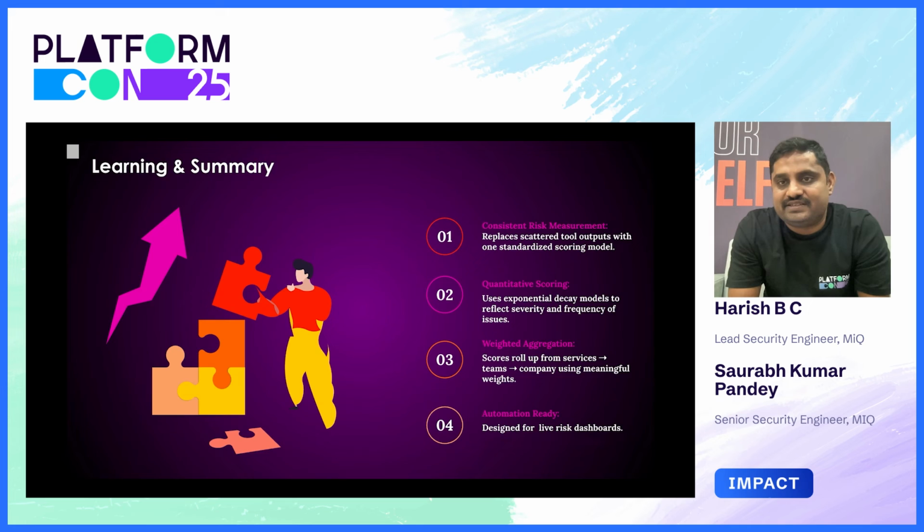So what did we learn? One is consistent risk management, replacing scattered tools. We have multiple tools, and outputs are in different forms, so we wanted to standardize the risk scores. Second is quantitative scoring. Risk depends on multiple factors, so we are considering weightage and severity, along with the number of counts.